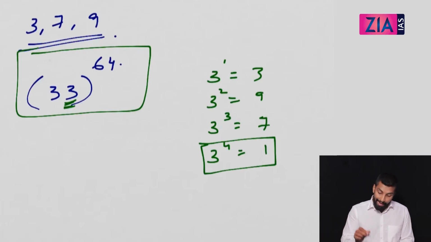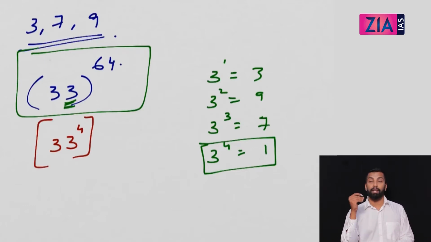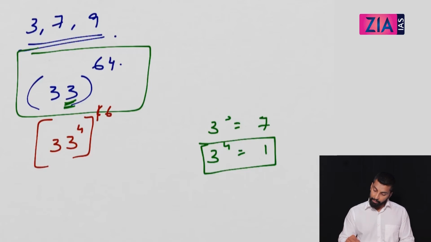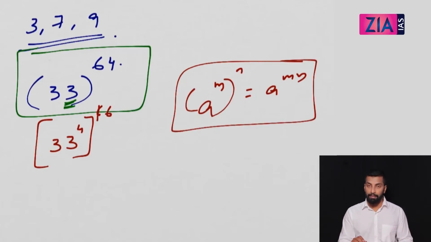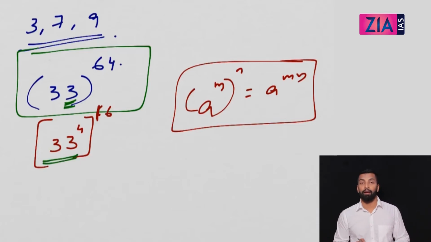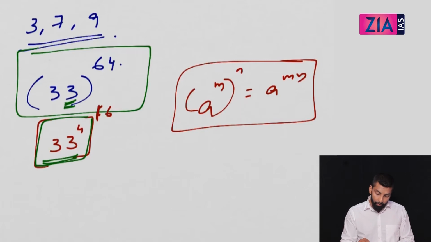So you can rearrange 33 raised to 64 as 33 raised to 4, whole raised to 16. The reason is, the last digit of 33 raised to 4 will be 1. Then whatever is left out, that is 16. Right? What property are you applying here? A raised to m raised to n is equal to a raised to mn. This is the property you have used to factorize like this. So 64 is covered. Now what is the idea? The number in this bracket will be ending with 1. Then power is 16. We can solve.